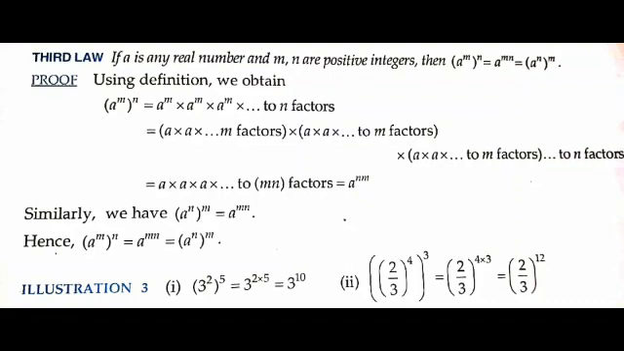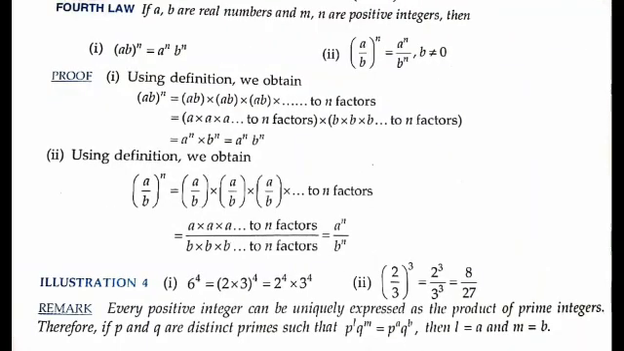And similarly, we have (a to the power n) whole raised to the power m is equal to a to the power m into n. Let us try to understand by considering a few examples. The very first one is (3 to the power 2) whole raised to the power 5. So using the third law, I can write 3 raised to the power 2 into 5, which gives 3 to the power 10. In the second, I have (2 by 3 to the power 4) whole raised to the power 3. So using this law, we can write 2 by 3 to the power 4 into 3, which gives 2 by 3 to the power 12.